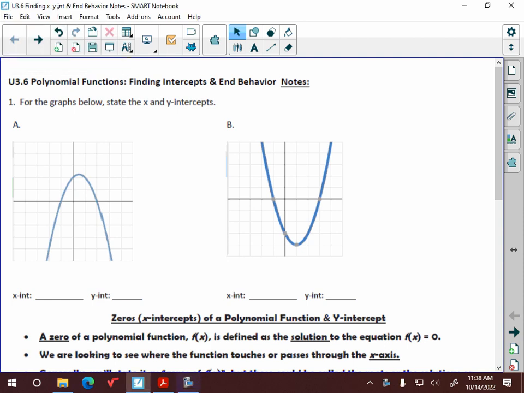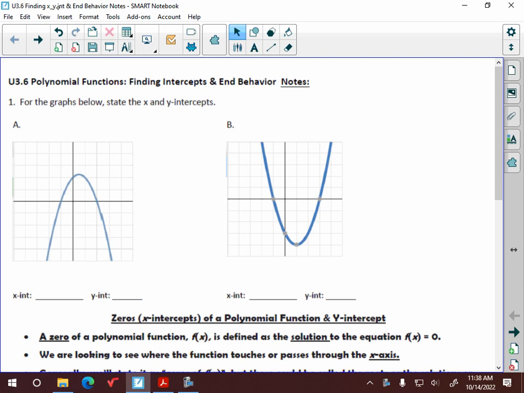All right, Algebra 2 trig. We're on to Unit 3.6, polynomial functions. We're going to find the x and y intercepts, and we're going to talk about what end behavior is, and this is going to lead into the graphs of polynomial functions for Unit 3.7.